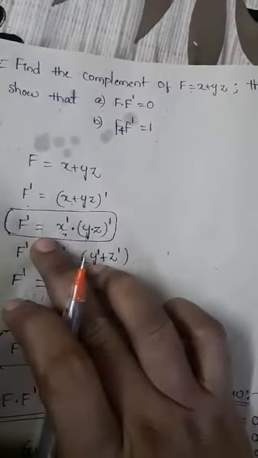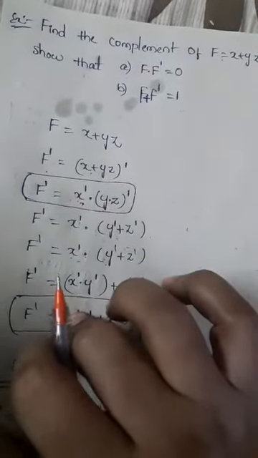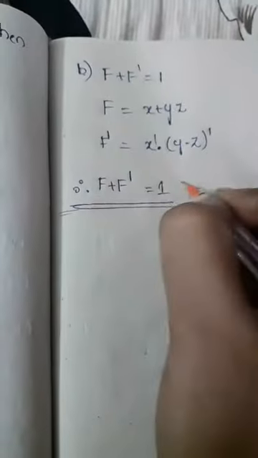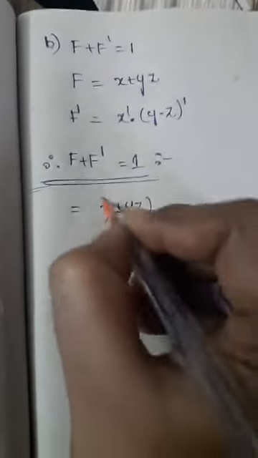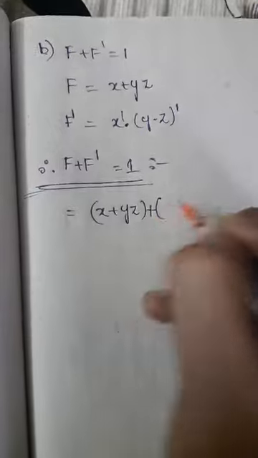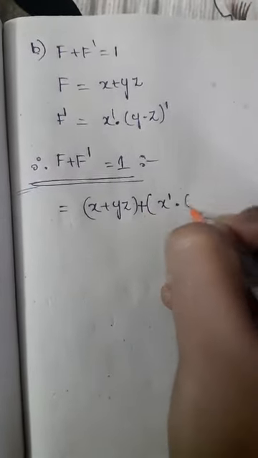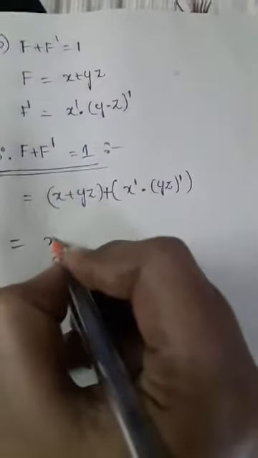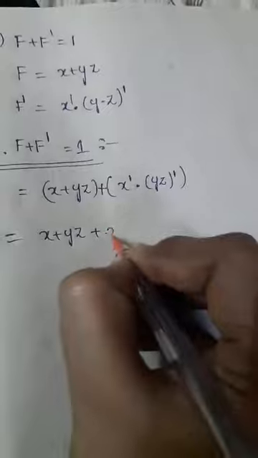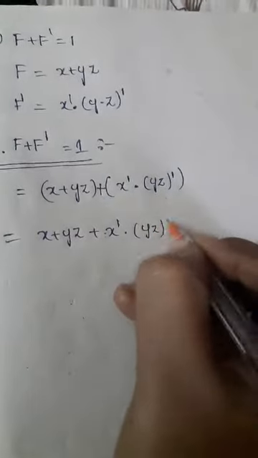Okay, so f complement directly I will go with the second function. So this is equal to f complement. Here we need to prove f plus f complement is equal to 1. Okay, so now check it, is it equal to 1 or not. So f is nothing but x plus yz, and next plus f complement is nothing but x complement into y z complement. Okay, so now x plus yz plus x complement into yz complement.